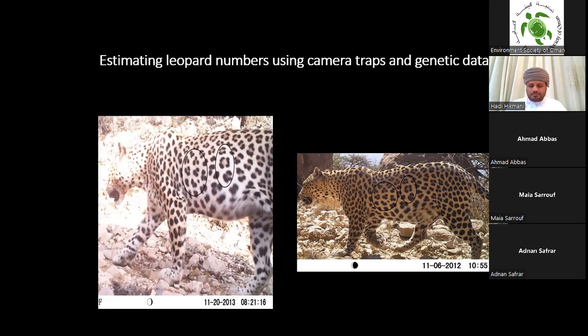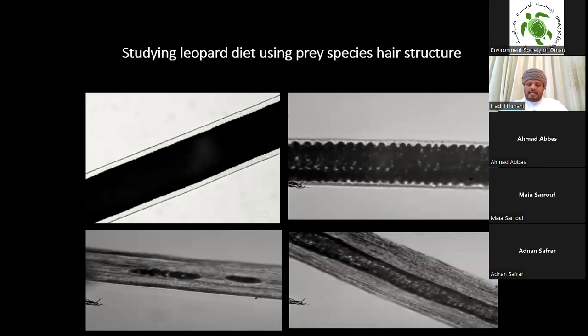Leopard diet. Understanding the leopard's diet and what species it eats is very important. We used hair structure from leopard remains and compared this with a reference of hair structure from prey species found within the region, like the ibex, gazelles, and all other prey species found within Arabia.